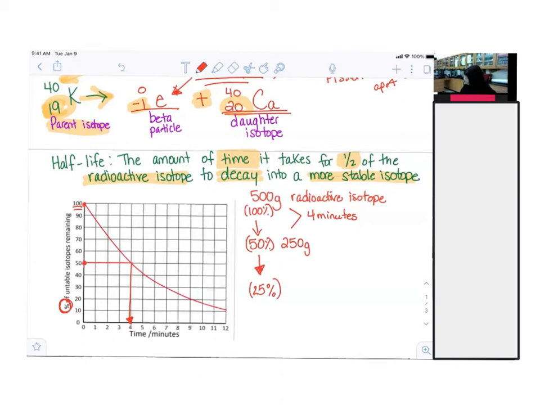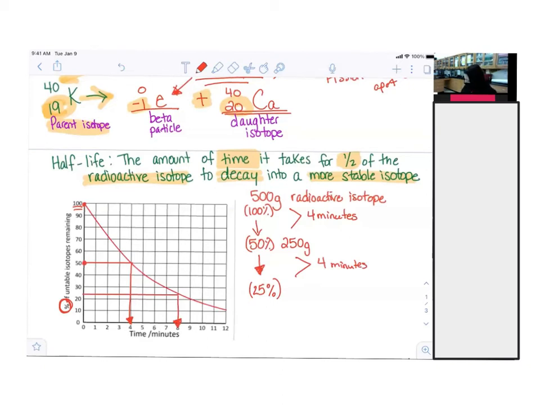So now I'm going to look at my graph again. I'm going to go across until I hit 25% and down. And I look, and yeah, that took another 4 minutes. Now it had to take a total of 8 minutes for 2 half-lives to happen. So this took another 4 minutes, or a total of 8 minutes for 2 half-lives.